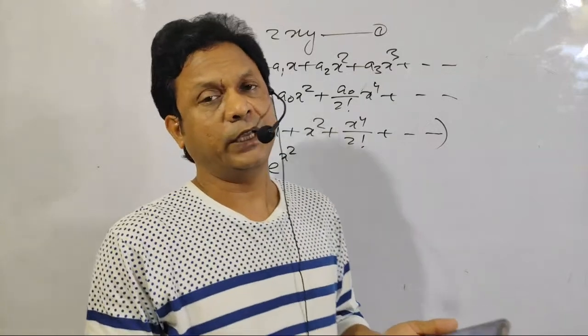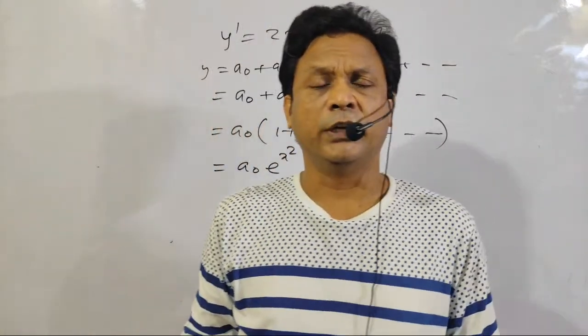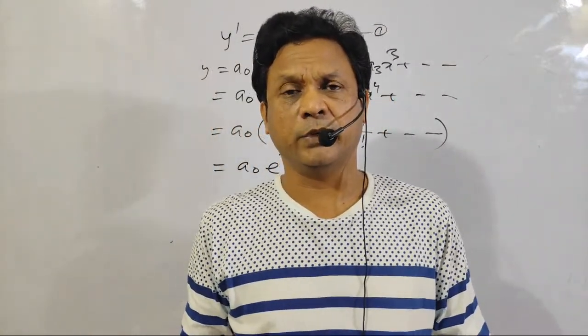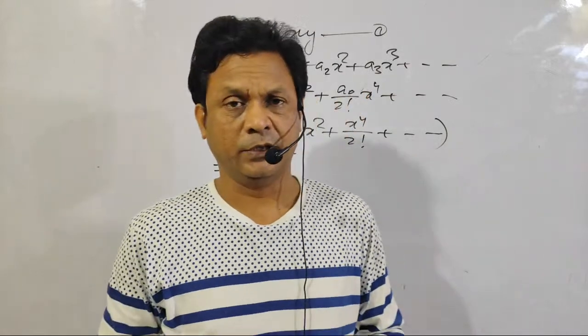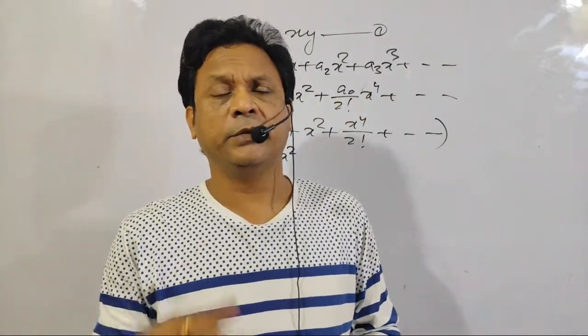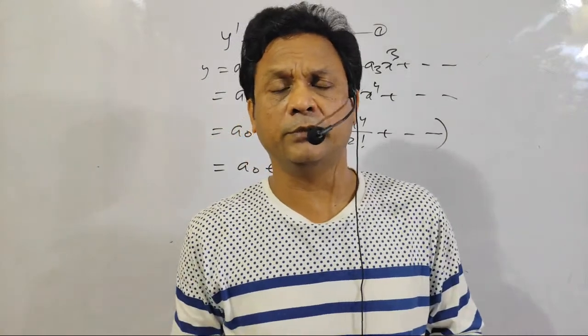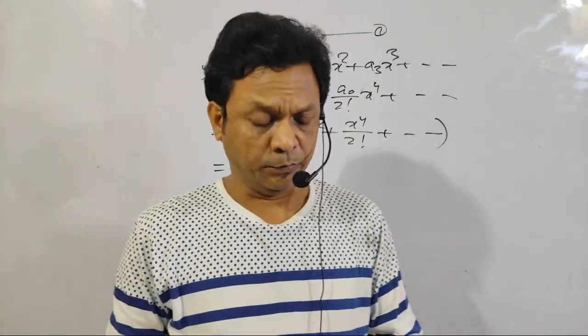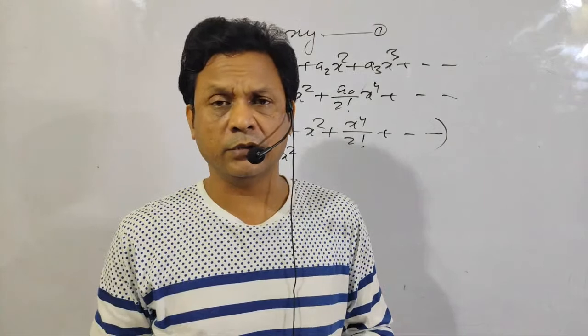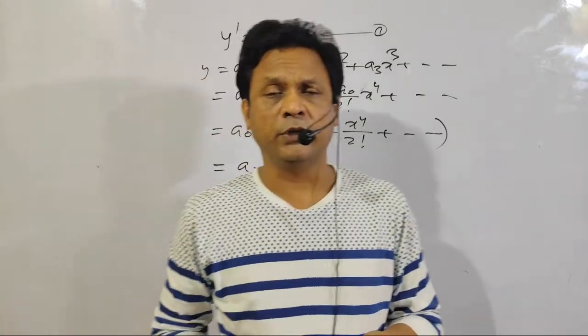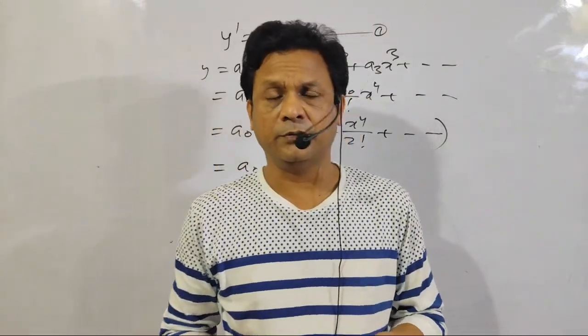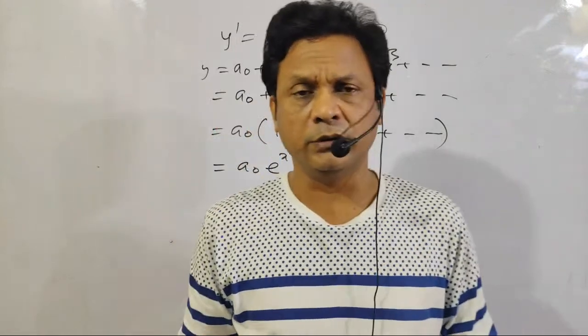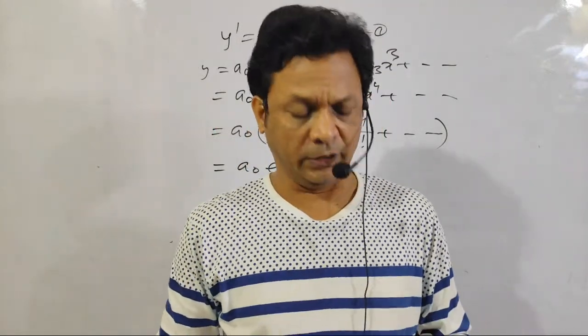Simply you will take y is equal to a0 plus a1x plus a2x square plus a3x cube and so on, and find out y dash, and if it is a second order differential equation, then you have to find out y double dash, then put these values in the given equation, then equate the coefficients from both sides, then find the values of a0, a1, a2, a3 and so on, and put the values in y.